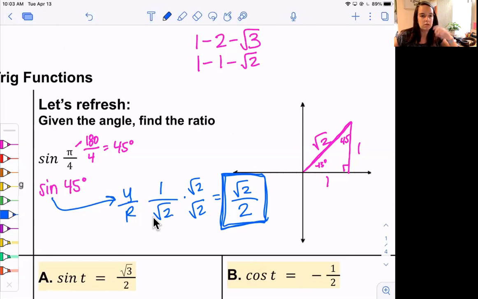Cool. Take about 10 more seconds. Just let me know, how are you feeling? Do we remember this? Cool. 5, 4, 3, 2, and 1. Thanks for voting. Let me just show you.